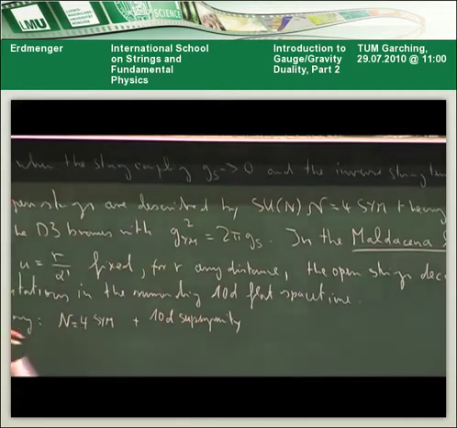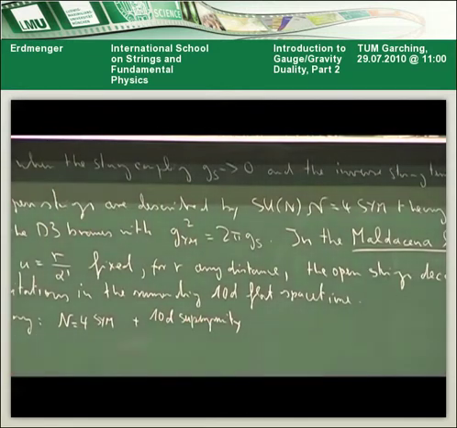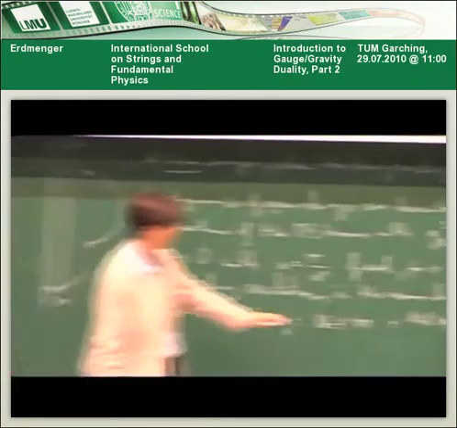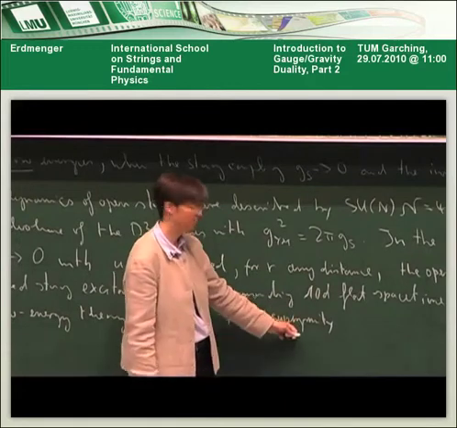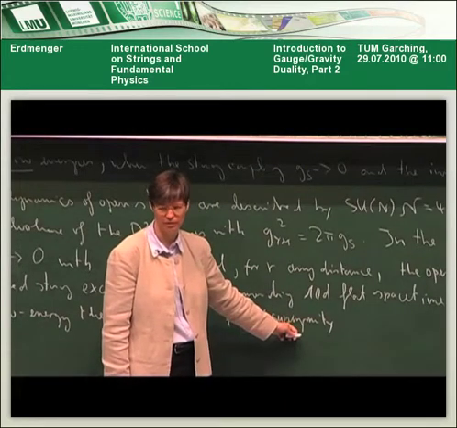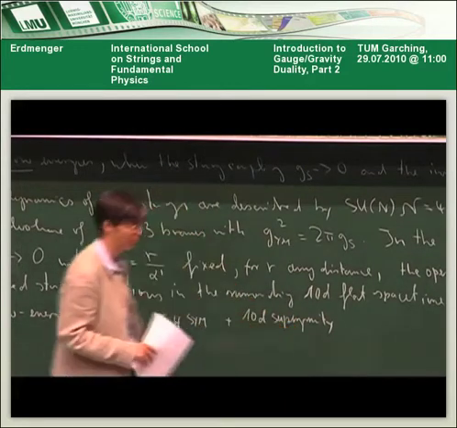Since I'm taking alpha prime to 0, the string length goes to 0, and then if I take string theory and take the string length to 0, I end up with supergravity where the particles are point-like. So the particles become point-like.